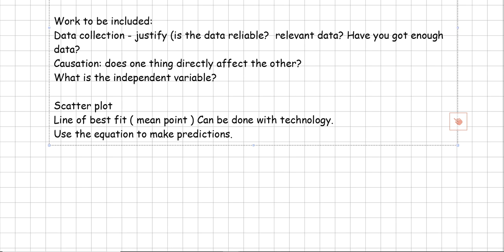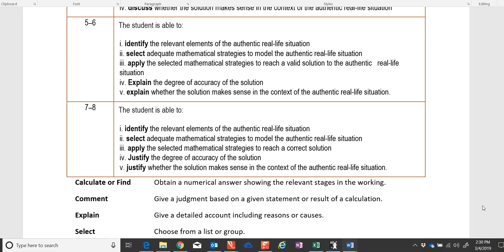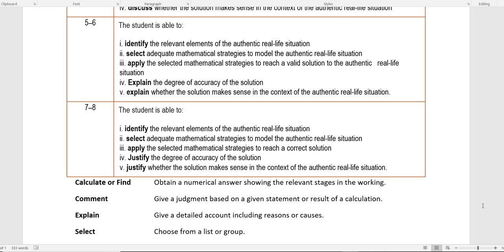Now, at this point, if you're going to make predictions, let's refer back. I guess it's this one. What out of the criteria can we look at when we're making a prediction? Maybe application, slightly. Definitely, yeah, we've got all of that. Think about the hard things to get. Justify whether the solution makes sense, definitely. If you're going to make a prediction, does that make sense to the situation in real life?